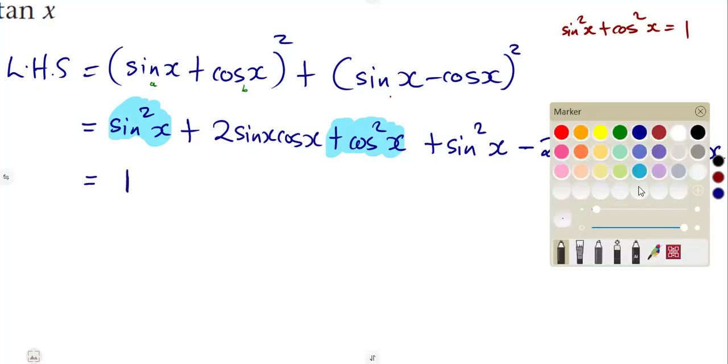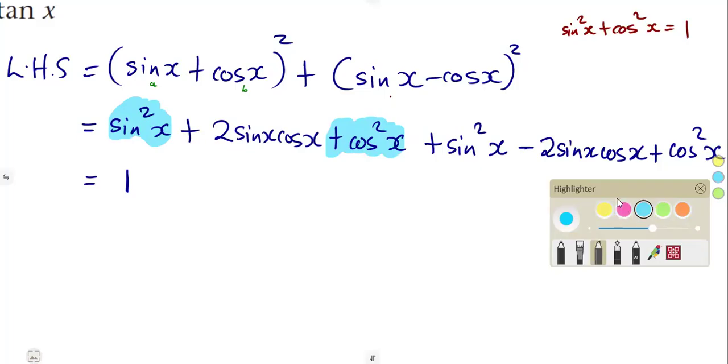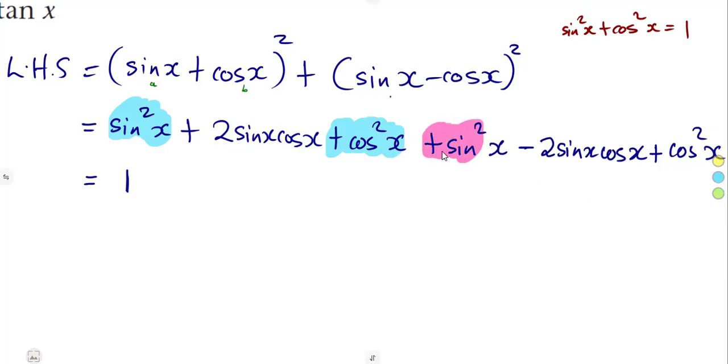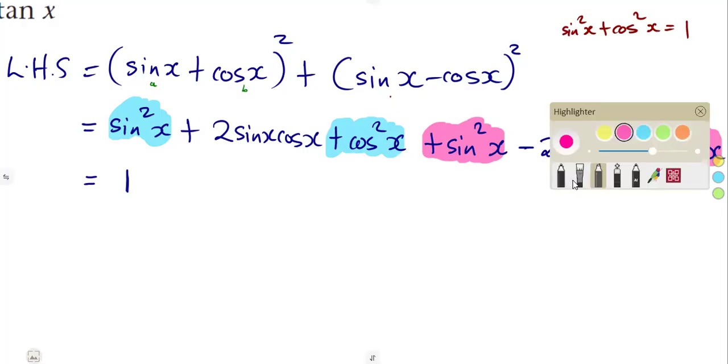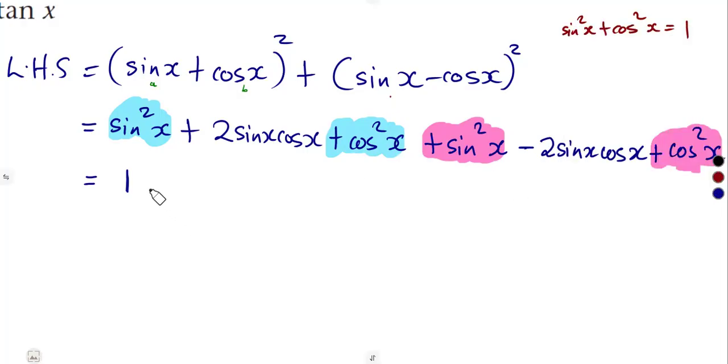We also have another one. If you check properly here, there is another sine squared of x here, cos squared of x here. Sine squared x plus cos squared x gives us a 1. So we're going to have another 1. So that's plus 1.